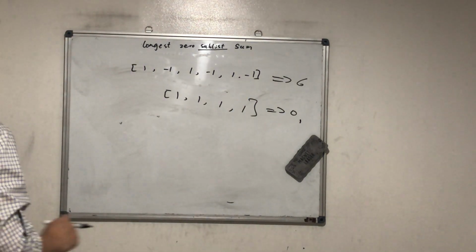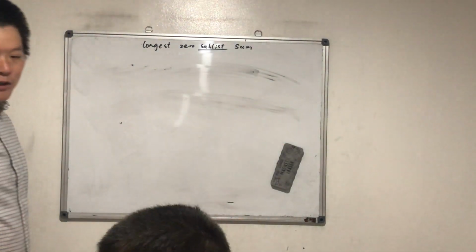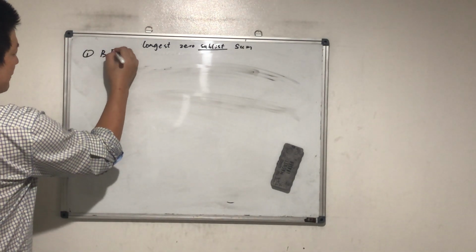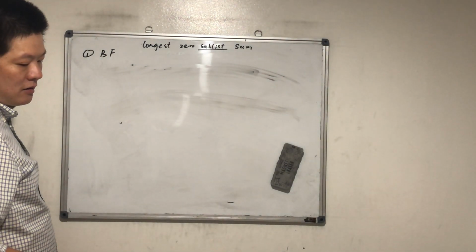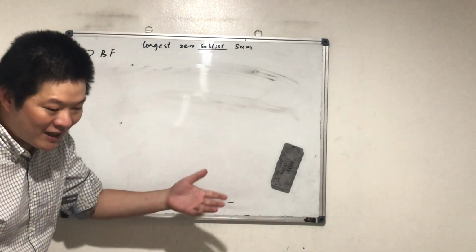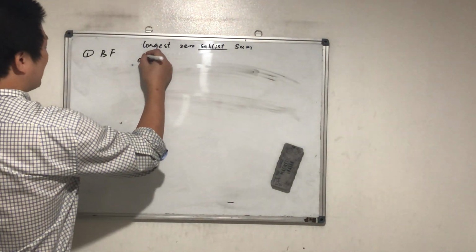Okay, so now, what's your approach? We want to find the length of the longest. What's your approach? Brute force. How do we brute force? We want to check the sublists. Can we brute force all the sublists and then check the sum, right? Okay, so let's do this.